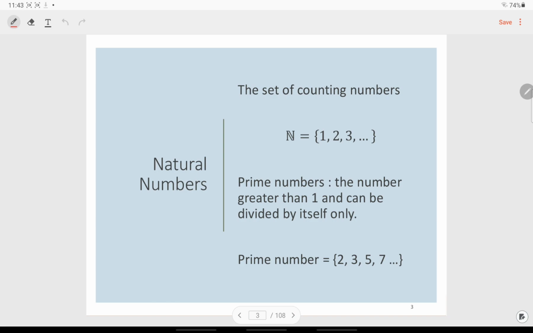So basically, natural numbers is the set of counting numbers denoted by capital N. So we have 1, 2, 3 and so on as the members of the set. We have another set which is prime numbers. A prime number is a number that is greater than 1, and other than 1, it can only be divided by itself. So we have the set of prime numbers: 2, 3, 5, 7, 11 and so on.